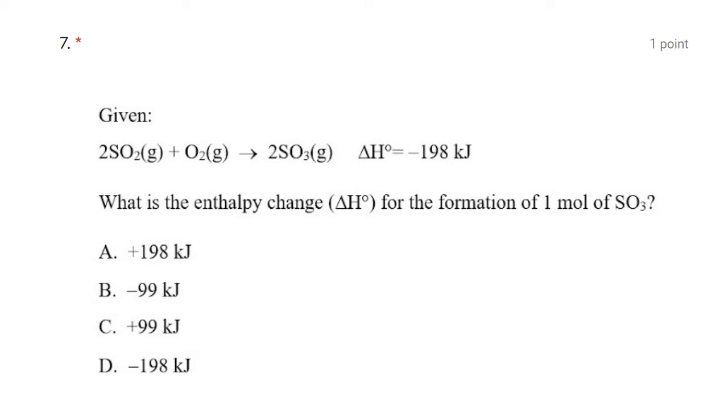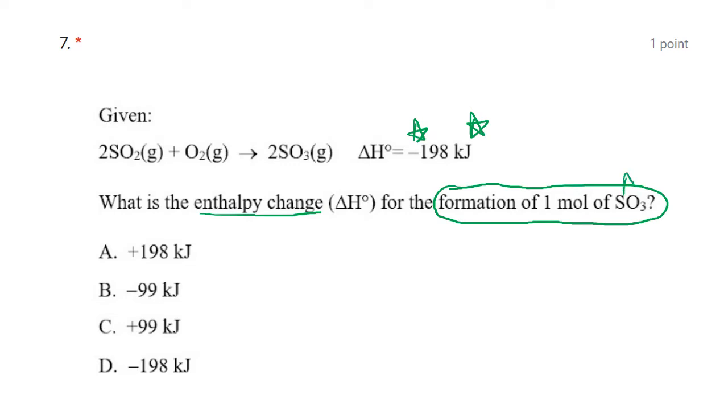Question 7, we are given a thermochemical equation. What is the enthalpy change for the formation of 1 mole of SO3? So from here we need to find the enthalpy change, which means we need to get this value, and then we want to know about SO3. So we will compare the SO3 with the enthalpy change. From the above equation, 2 moles of SO3 is formed and will release negative 198 kilojoules. Okay, so this one is formed, which is similar to here.